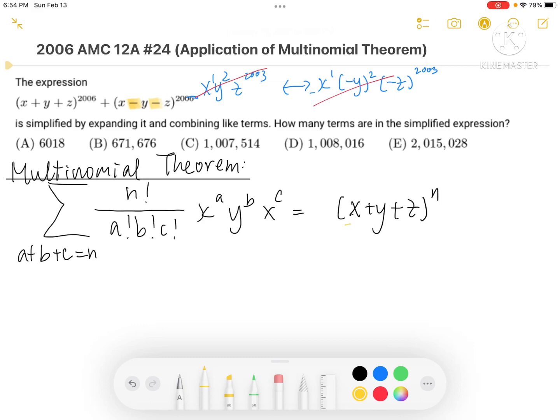Let's say here is a multinomial (x + y + z) raised to the power of n. Then we have a summation over all possible values of a, b, and c that add up to n, and the coefficient is n factorial divided by a factorial, b factorial, c factorial, and then the term is x raised to the power of a times y raised to the power of b times z raised to the power of c.